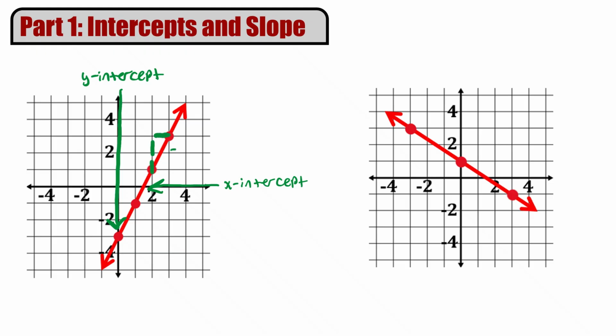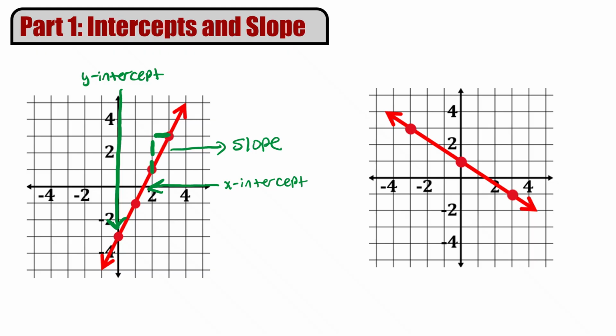Now let's talk slope. To find the slope, we can follow the green steps, the rise and the run. We go up a certain amount, that's the rise. And then we go right, that's the run. Since the line is going uphill, the slope is positive.